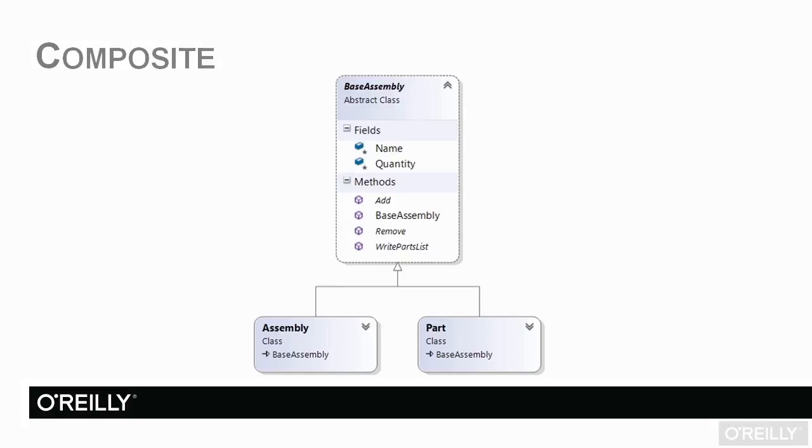So here's our class diagram, and we have our base assembly abstract class, which has fields for name and quantity, and we have methods for add and remove, as we just discussed, and write parts list. And then our two descending classes are the assembly class that does indeed actually implement and do something with add and remove, and can have child objects, and the part class, which is simply just a single part. So that's what the composite looks like. And as you can see, if we have multiple assemblies with multiple children, we start walking that tree.